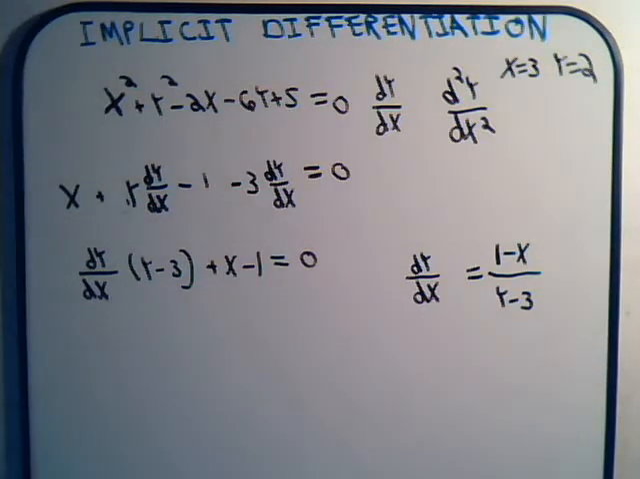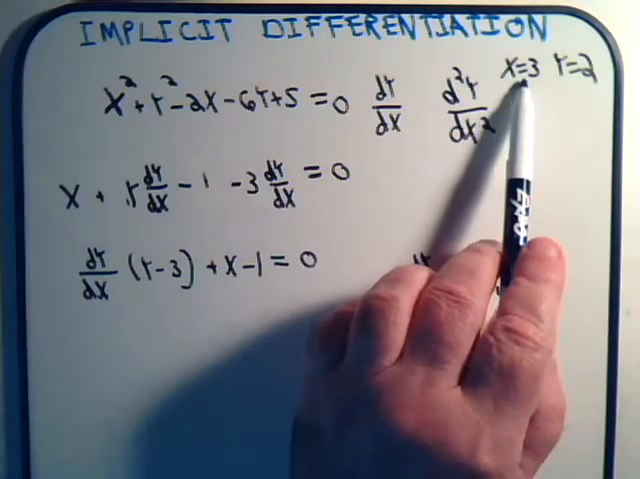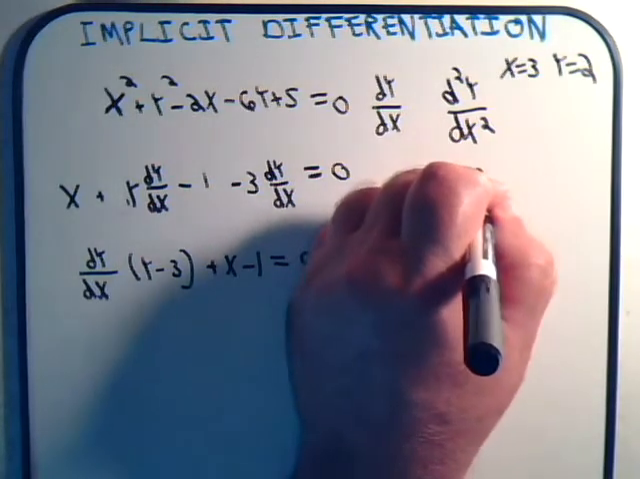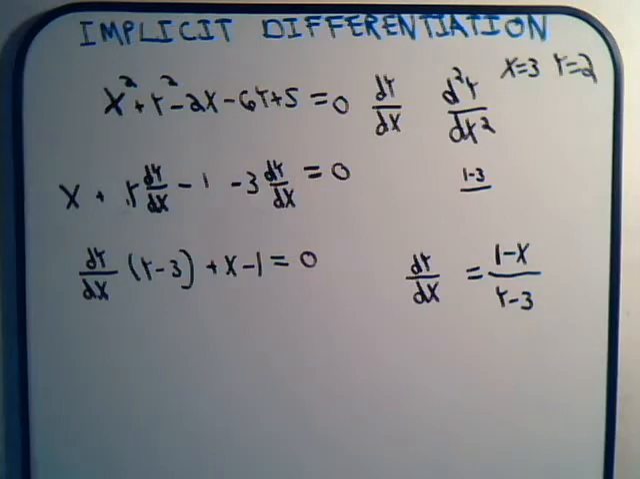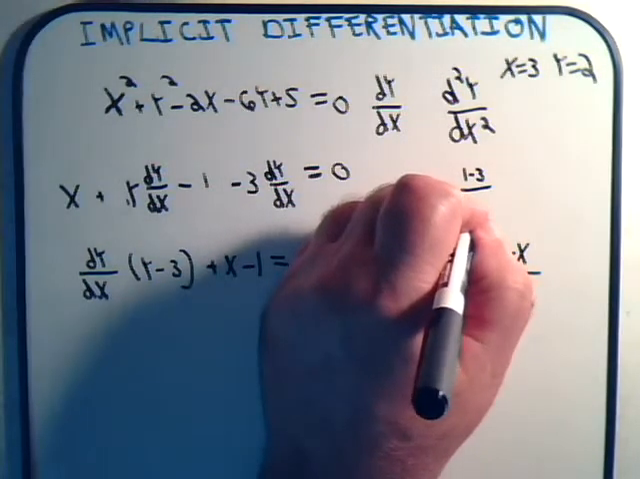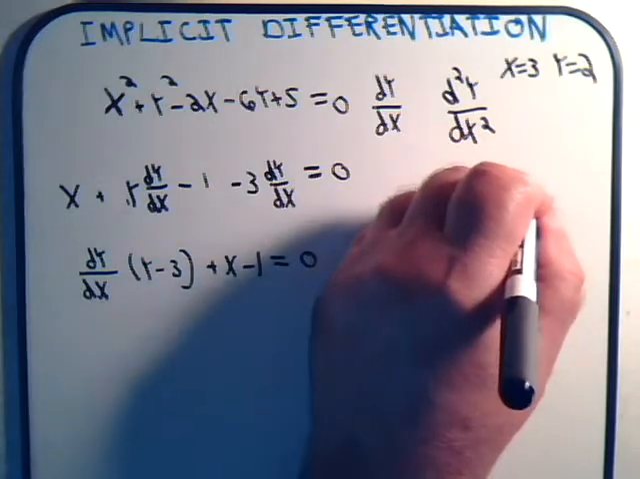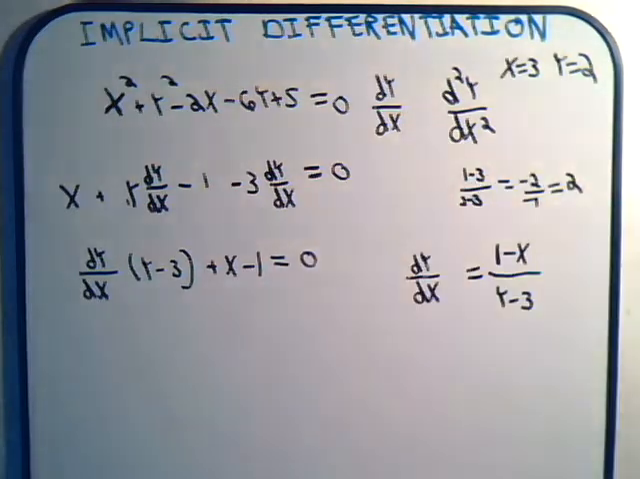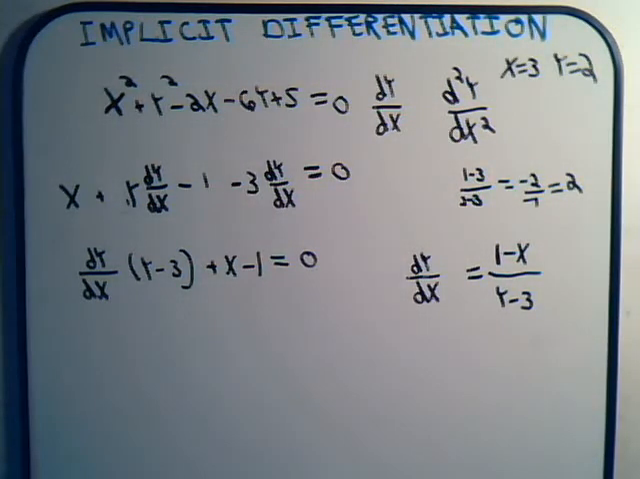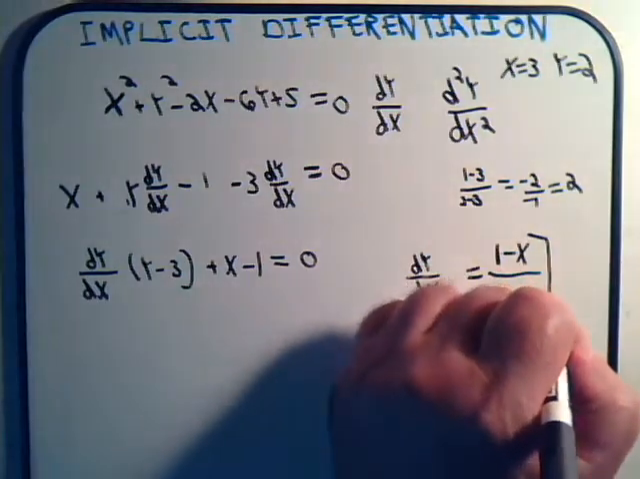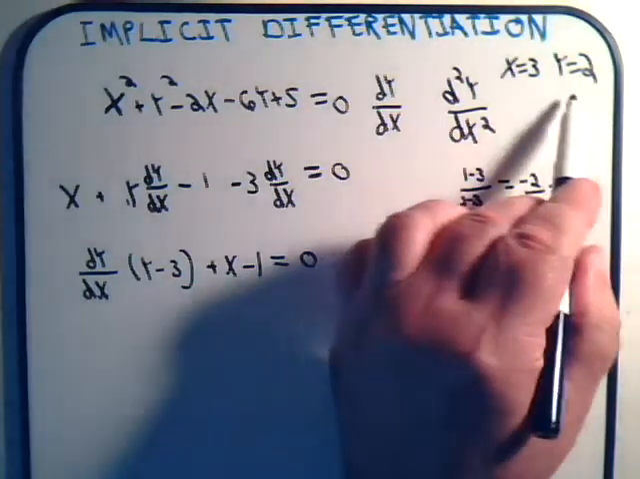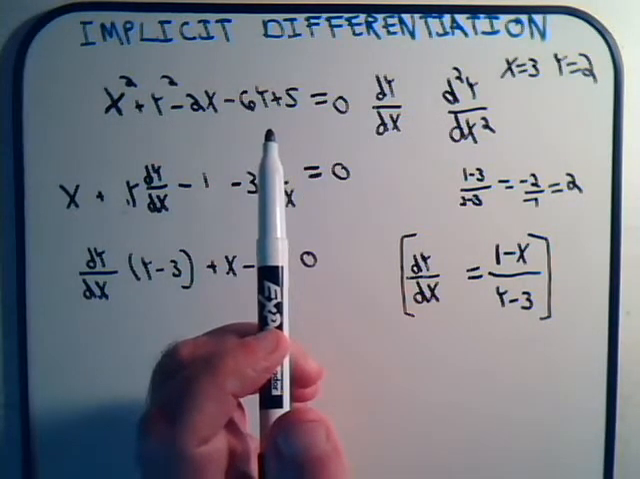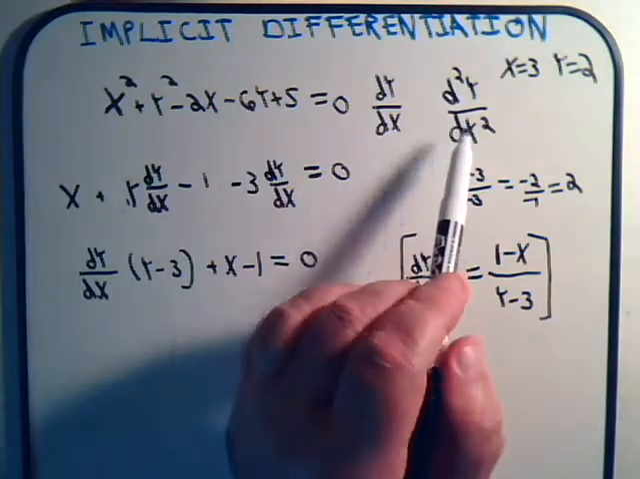And if we put our values in here, x equals 3, so we have 1 minus 3, divided by y equals 2, we have 2 minus 3. This equals negative 2 divided by negative 1 equals 2. So here's the general equation for dy/dx, and at this point here it's going to have a value of 2. Now we want to find a formula for the second derivative.